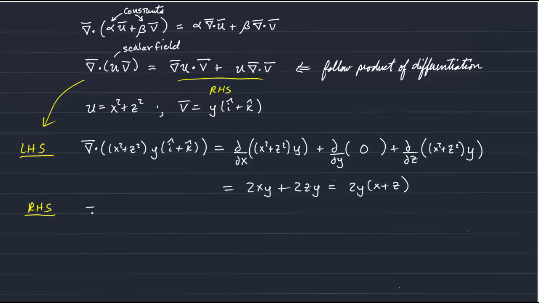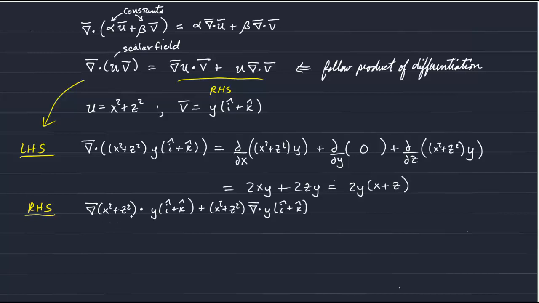So we have to take the gradient of x squared plus z squared, and that's a vector, remember, and we have to take the dot product with vector v, which again is y i hat plus k hat. And the second term is u, which again is x squared plus z squared, times the divergence of our vector, y i hat plus k hat.